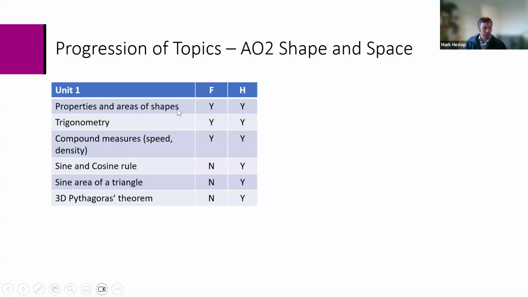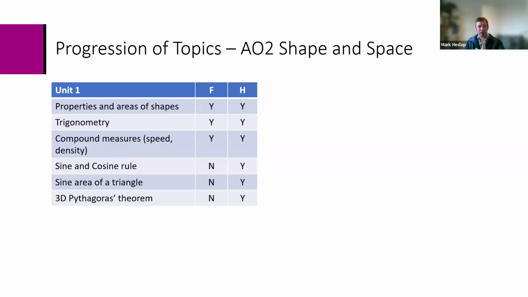Okay, AO2, shape and space. So properties and areas of shapes in Unit 1. Trigonometry is in Unit 1 for our foundation and higher tier students. Compound measures, speed, density, and pressure. Sine and cosine rule for our higher tier students. Sine area of a triangle for our higher tier students. And 3D Pythagoras theorem for our higher tier students.